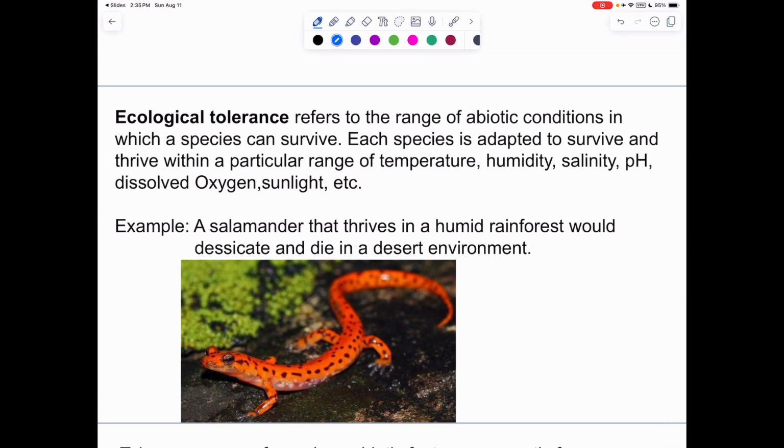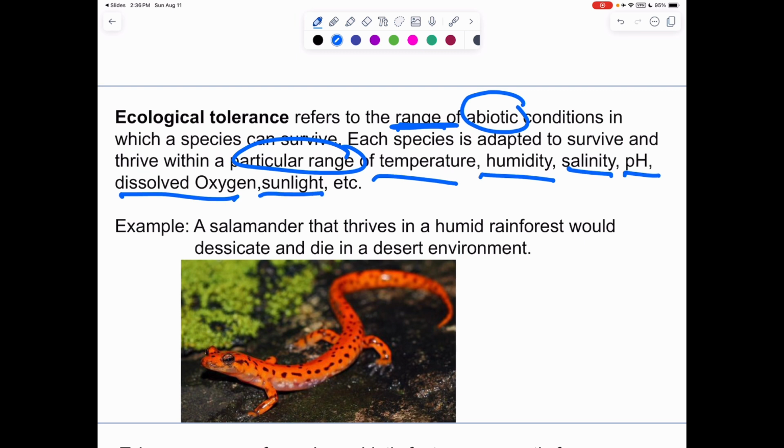Alrighty, ecological tolerance refers to this range of abiotic conditions. When we're talking about abiotic, we're talking about non-living conditions in which a species can survive. All species have particular ranges of different abiotic conditions they can handle: temperature, humidity, salinity, pH, dissolved oxygen, sunlight, etc.